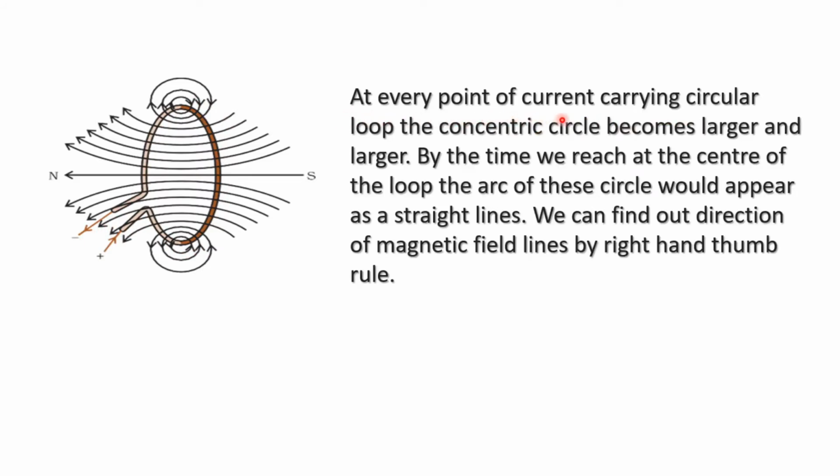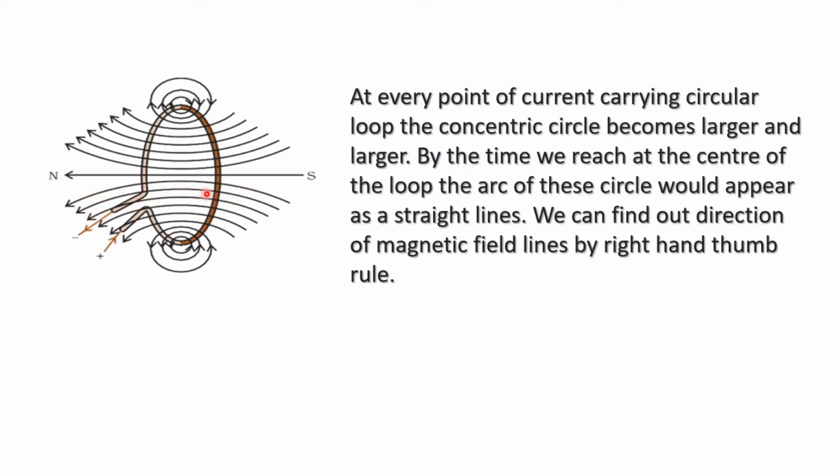At every point of the current carrying circular loop, the concentric circles become larger and larger. See here, at this point, the smaller circle, then little bigger, larger circles are forming. By the time we reach the center, this is the center of the loop, the arcs of these circles would appear as a straight line. So you can find here this line to be a straight line. That means at the center of the loop, all the magnetic fields are in the same direction.